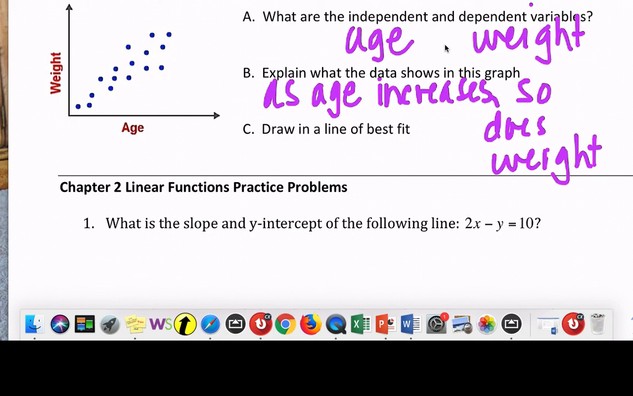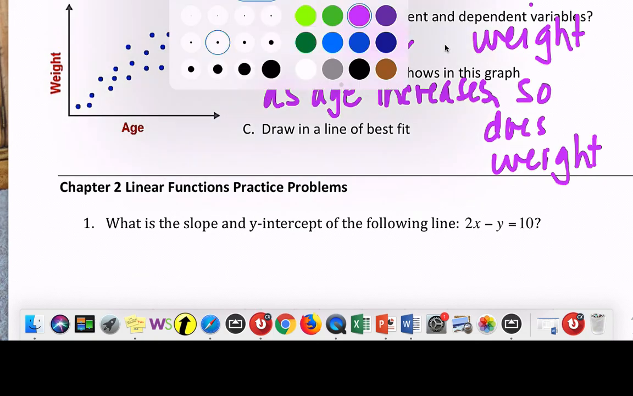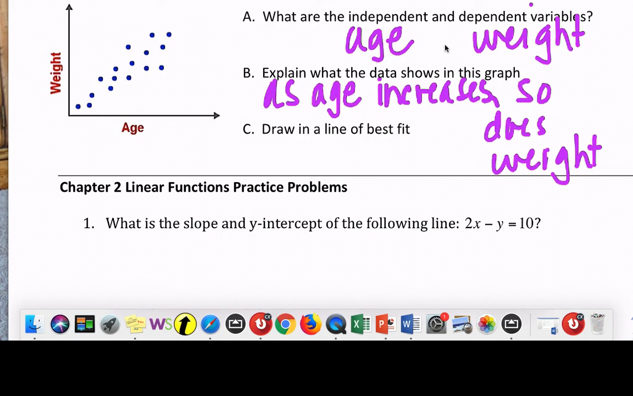Draw a line of best fit. If I draw our line of best fit here, your line of best fit does not need to start at 0. It can start at 0, but it doesn't need to. To draw a line of best fit, you want to make sure it follows the slope of the points and you have about the same amount of points above and below your line. It shouldn't look like this. That would cut your points in half, same amount of points above and below, but it should follow the slope of your points. So there's our line of best fit.